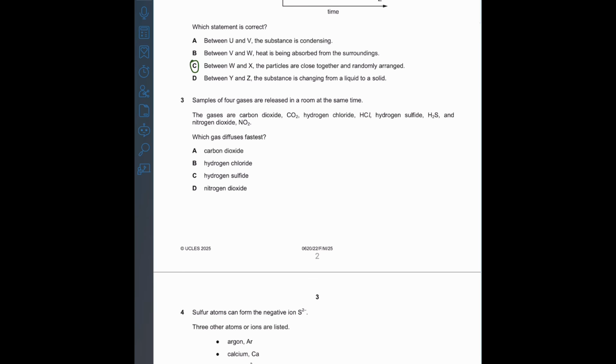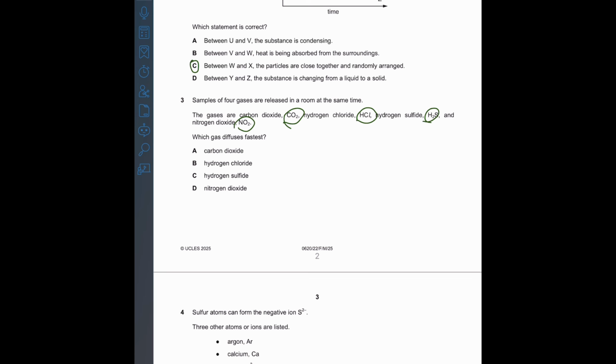Question number 3. We are given 4 samples of gases at room temperature at the same time. Which of these gases will diffuse the fastest? The first is carbon dioxide. We got hydrogen chloride, hydrogen sulfide, and lastly nitrogen dioxide.